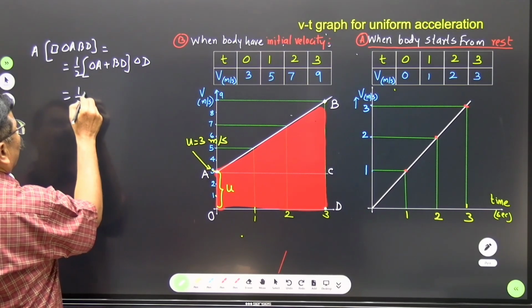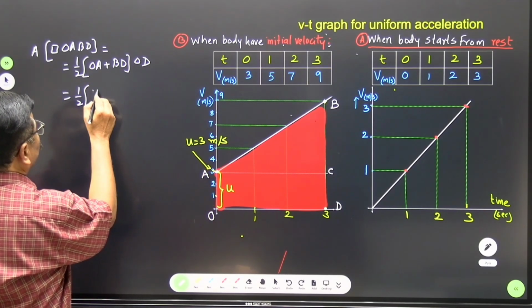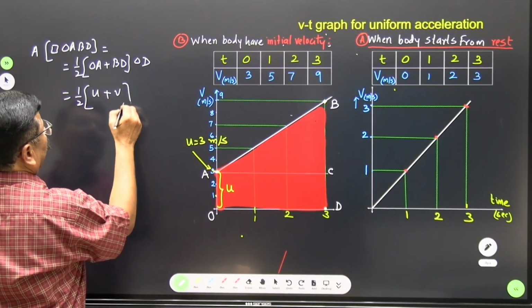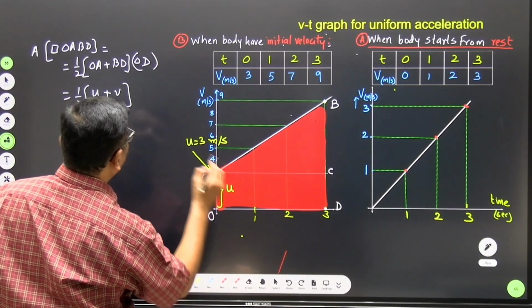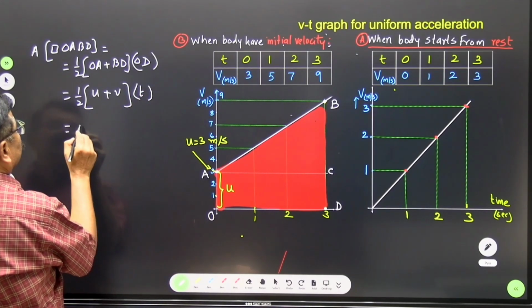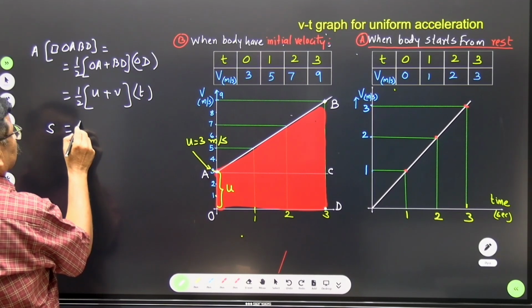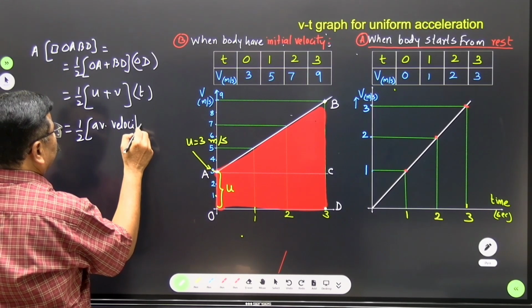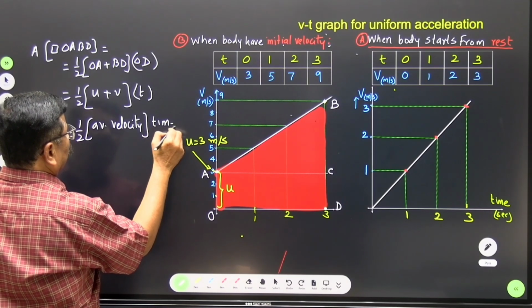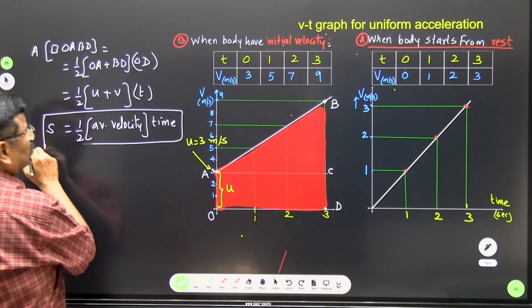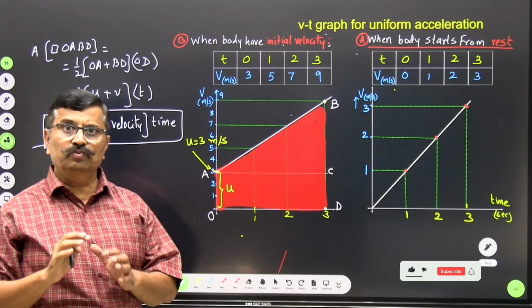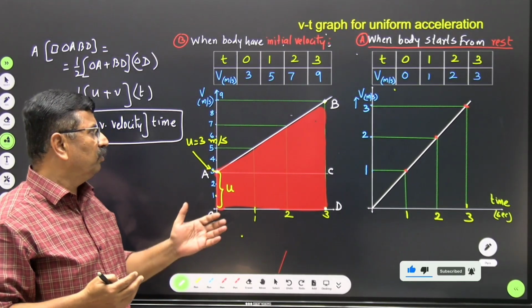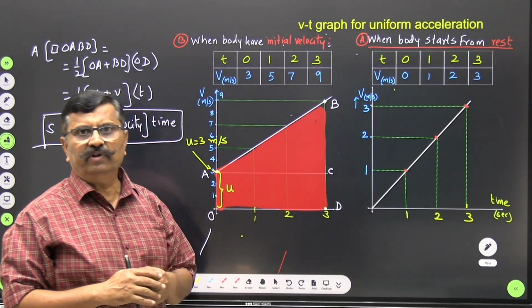So this is half. OA comes to be the initial velocity u and BD comes to be the final velocity v, and this OD is time. Therefore the distance s is equal to half into (u plus v), which is the average velocity, into time. So this formula gives the distance covered by the body when that body is moving with certain acceleration, where u is the initial velocity of the body and v is the final velocity of the body.